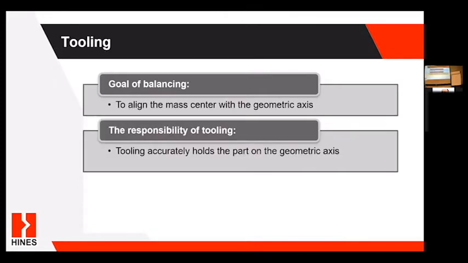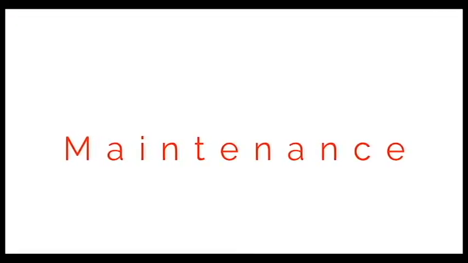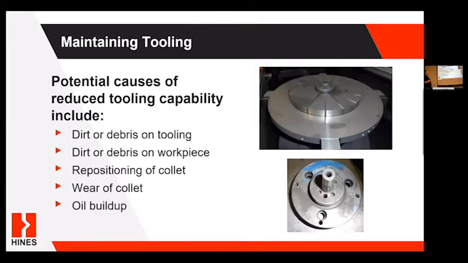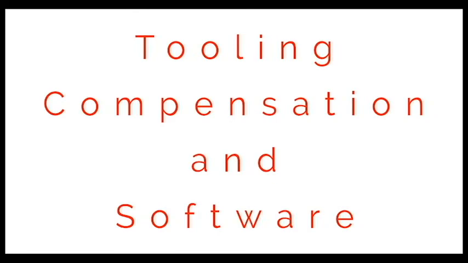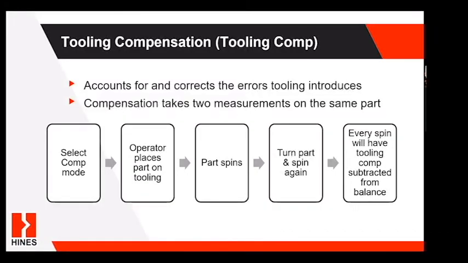And of course, the goal of balancing is to line the mass center with the geometric axis. Traceability of tooling. Tooling accurately holds the part on the geometric axis. Potential causes of reduced tooling capability include dirt or debris on tooling. Remember, it's that squaring capabilities, or it could be dirt, you know, inside of a bore or something like that. So it's important that this is done correctly, because it's going to affect every single reading after.